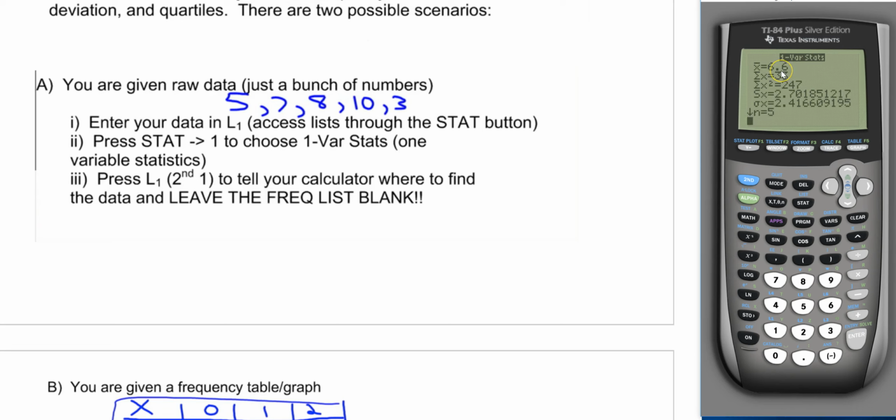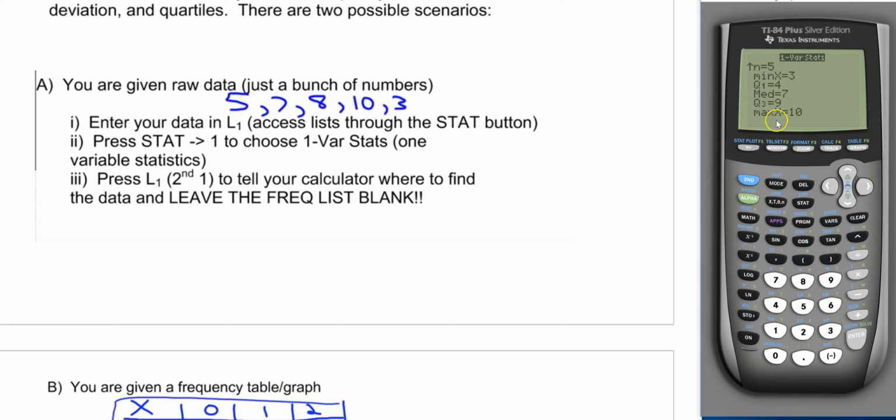So then here, my mean is 6.6. This is the summation, which I really don't care about. This is the summation squared. Who cares about that either? This is standard deviation. Of these two, we use the bottom one for standard deviation. This is like a population, and this is a sample. We use the bottom one.